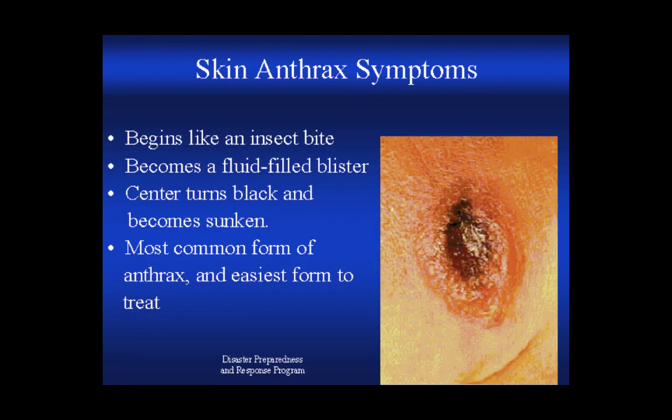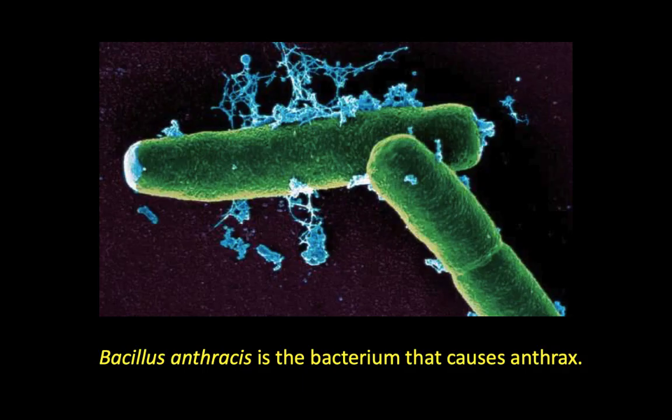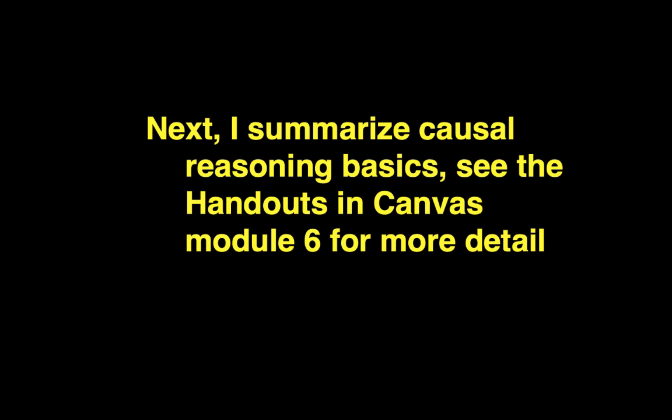Anthrax begins like an insect bite, becomes a fluid-filled blister. Its center turns black and becomes sunken. It's treatable, but it can also kill you. And this is it, Bacillus anthracis. That's the bacterium that causes anthrax. And the Henle-Koch postulates were what was used to establish that the necessary and sufficient causal factor for anthrax is that Bacillus anthracis is present. Next, I summarize causal reasoning basics. See the handouts in Canvas Module 6 for more detail.